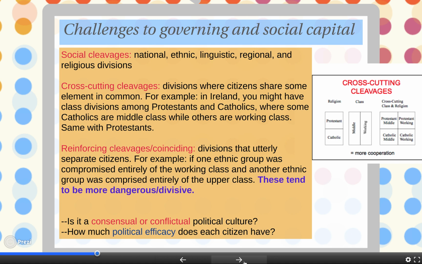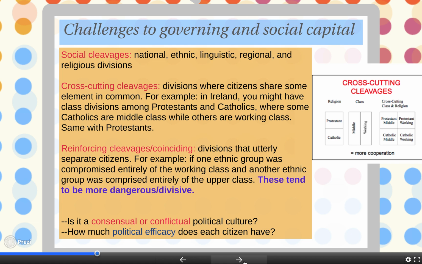So you have many different kinds of cleavages. There's national, ethnic. With national, you want to think about maybe there is a multinational state, so you have many different nations within the state. You can think of the former Soviet Union. You had various nations that were under the umbrella of the Soviet Union that simply did not coexist peacefully, and so it created divisions.